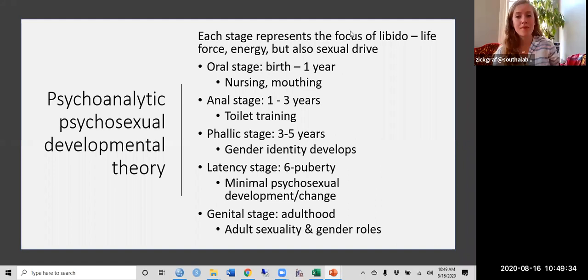Next comes the anal stage, from 1 to 3 years, where the main focus of children's development is toilet training, becoming continent. And again, it's true that that is the age when children become capable of controlling their bowel movements and bladder.